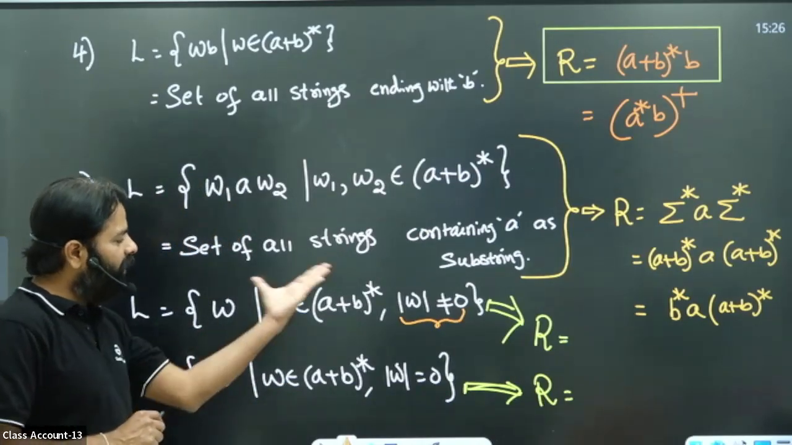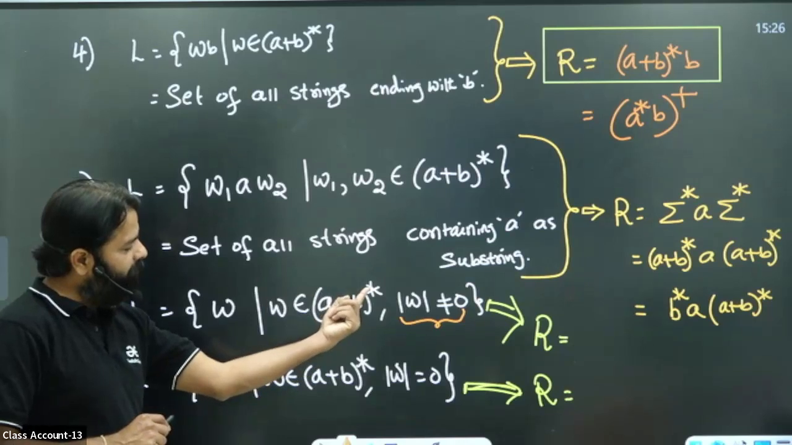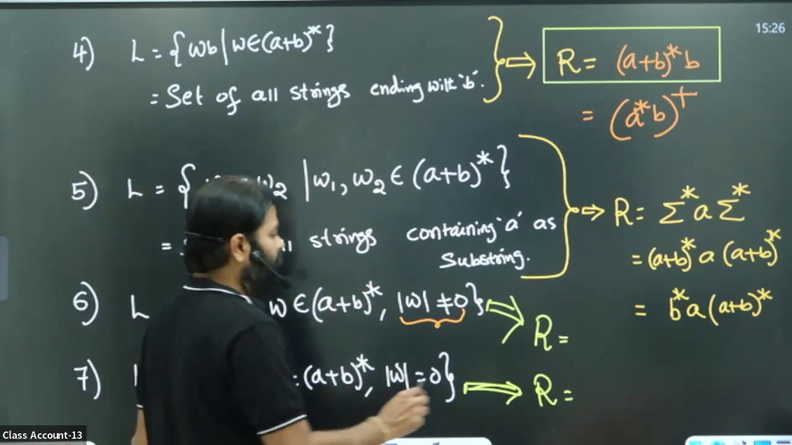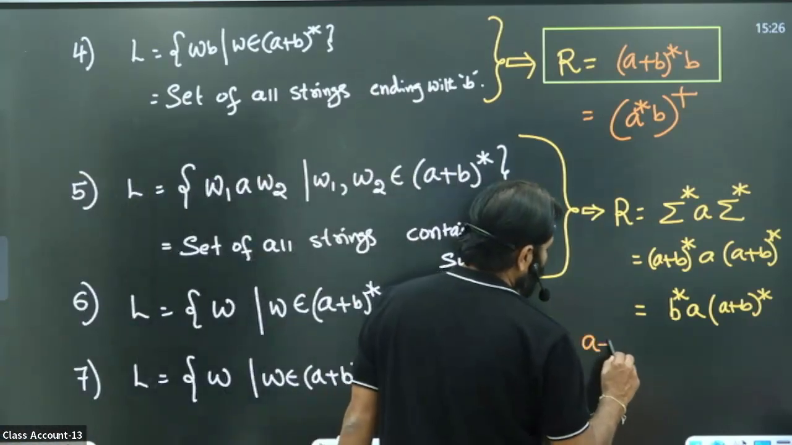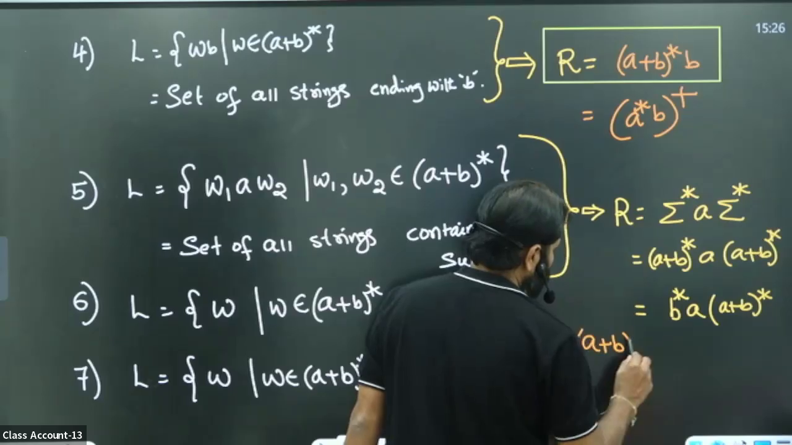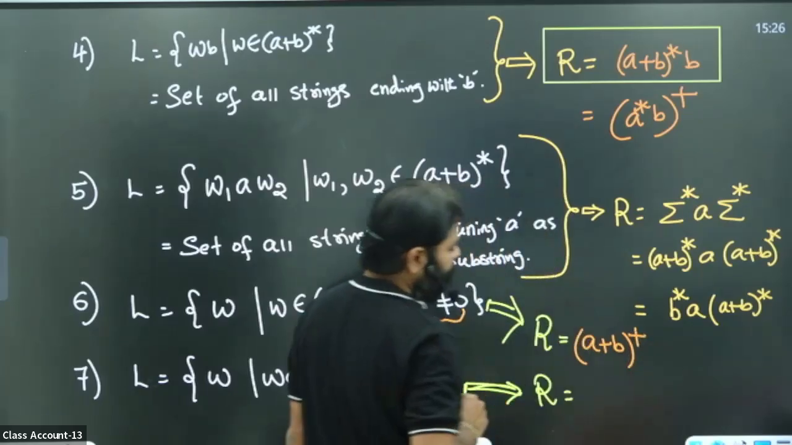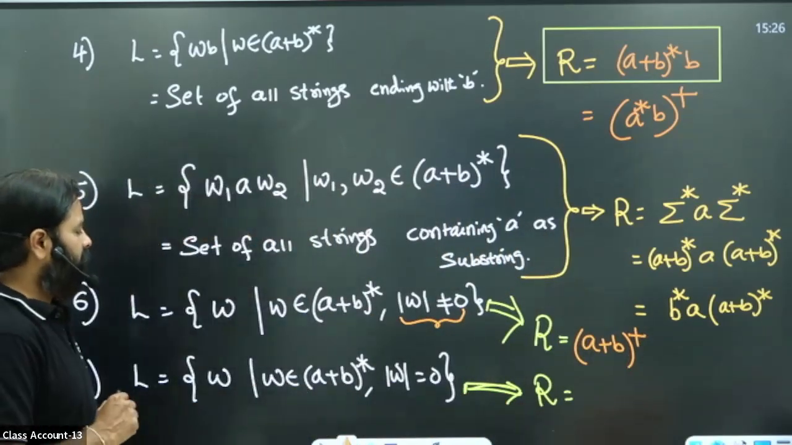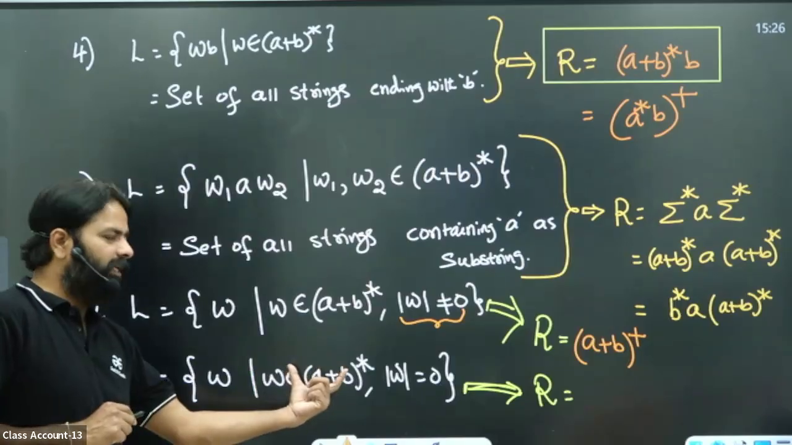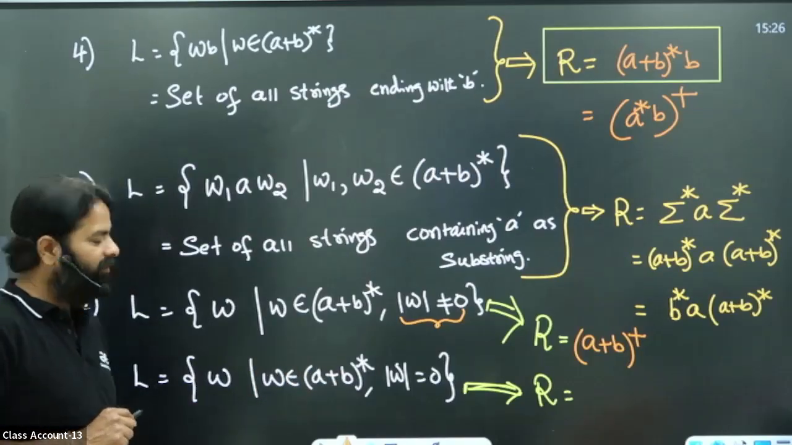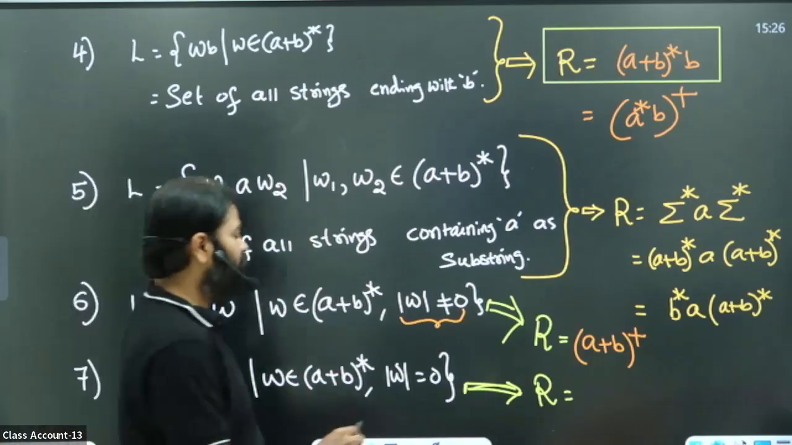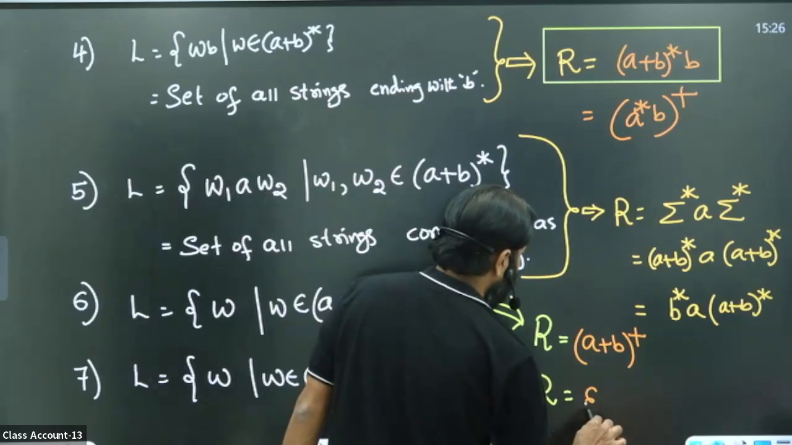Other than epsilon, what are the strings you have? Except power 0, everybody, that is the meaning. So (a+b) whole plus. This one, only 0 length. What is that? Only 0 length that you can put as a W here? That is just epsilon.